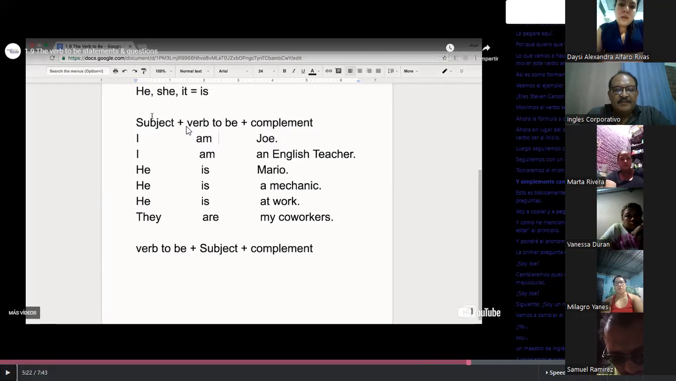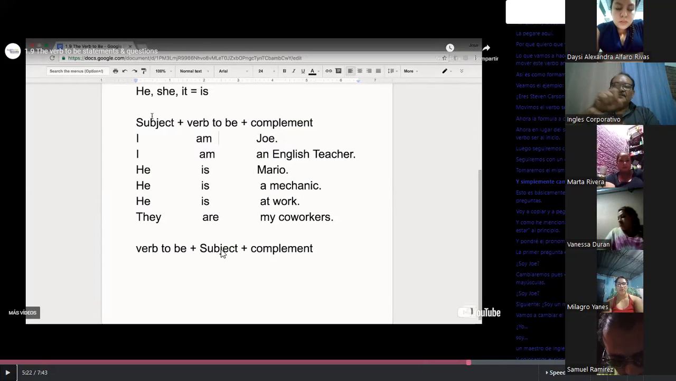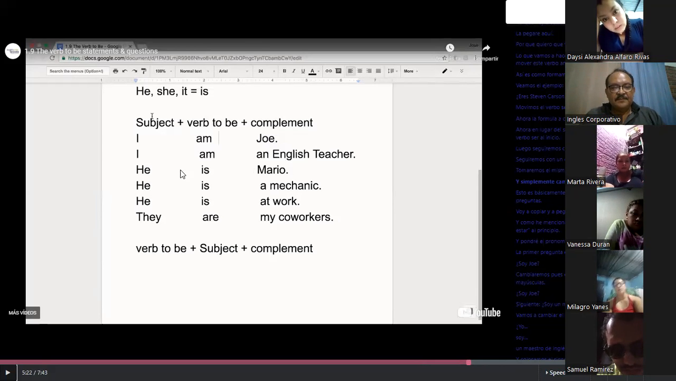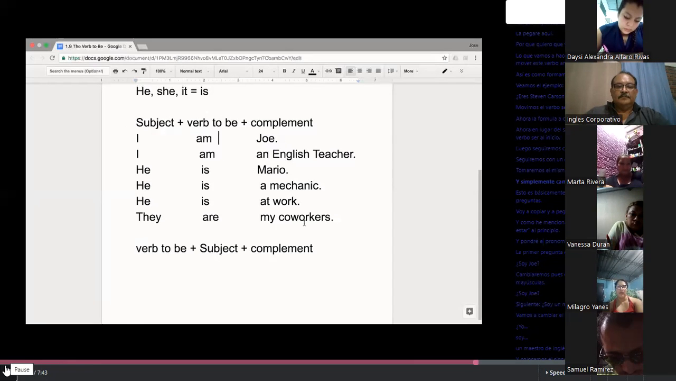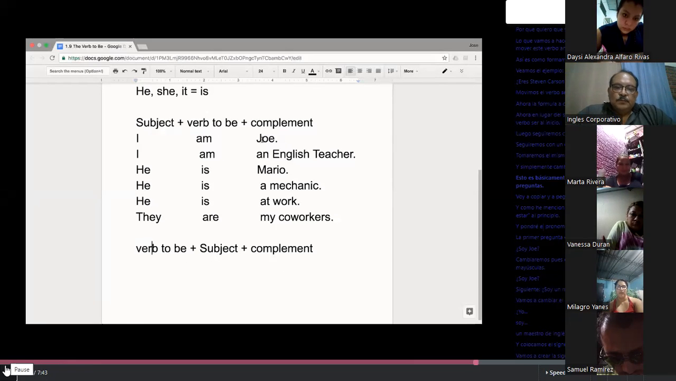Okay, as you can see here, right? Subject, vean las fórmulas, que esto es como la matemática, la gramática, right? Hay una fórmula: subject, verb to be, complement, affirmative sentence. For the question, you invert. Okay, invert, se invierte, right? For example, the verb to be pasa al inicio. Verb to be, el subject, después del verbo, and the complement. Okay, now look at the examples. Change the order, and that's basically how we form questions.